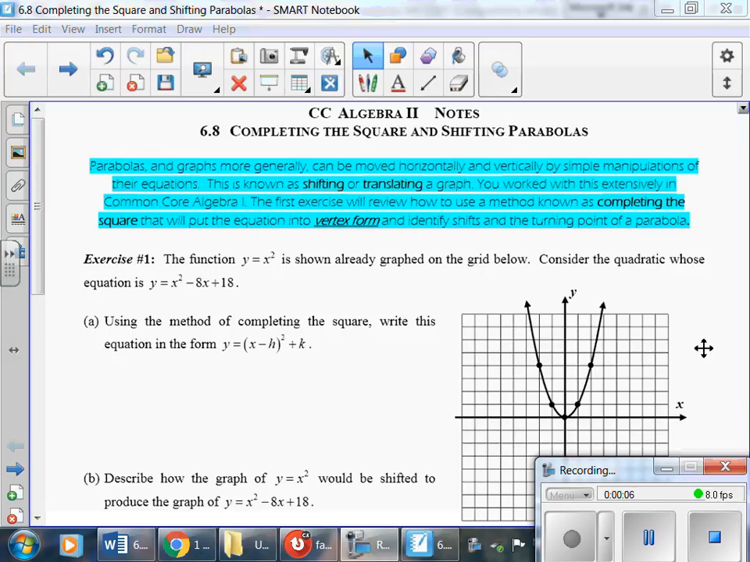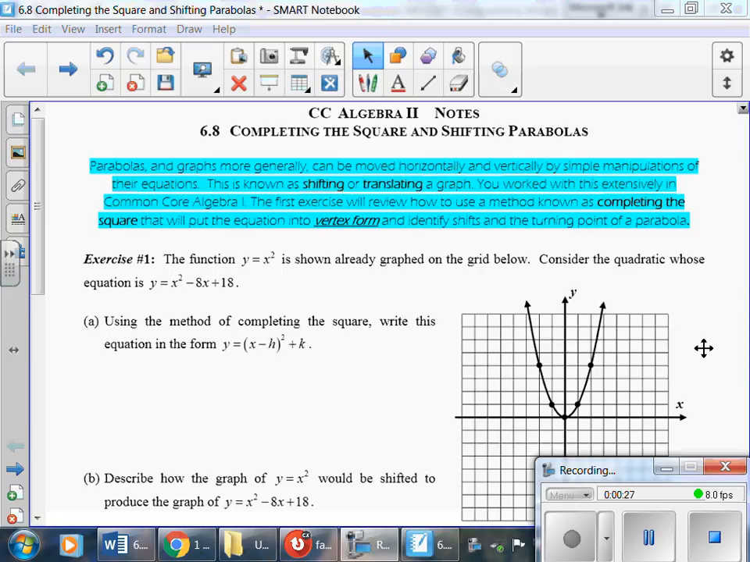Today's lesson is 6.8, completing the square and shifting parabolas. So, completing the square and putting an equation into vertex form is something we worked pretty extensively with in Algebra 1. We work mostly with linear equations, but we're going to now use this same concept with quadratic equations.